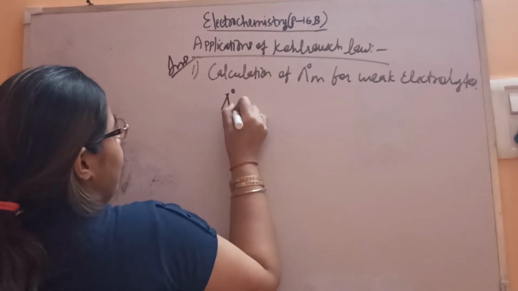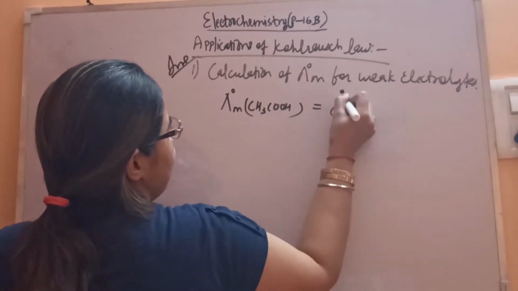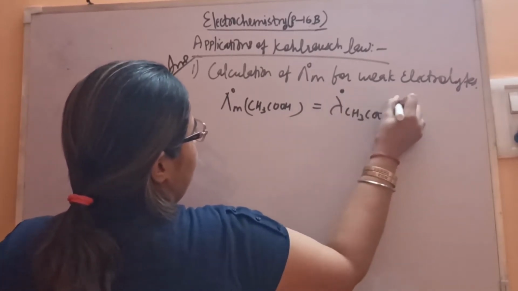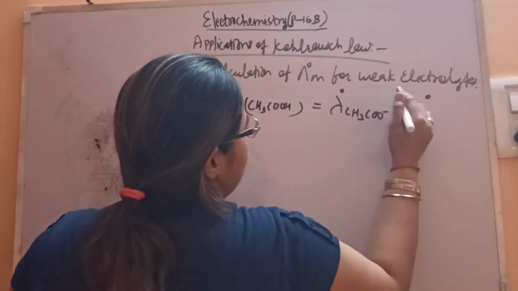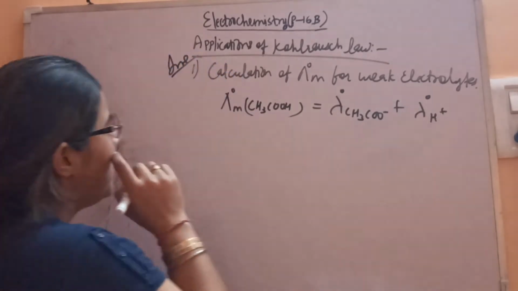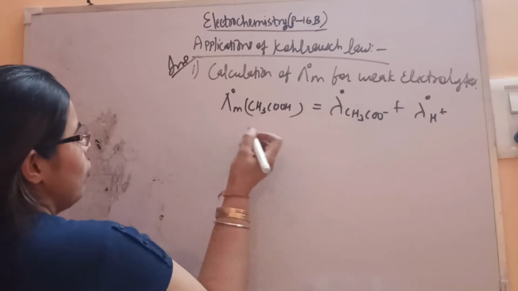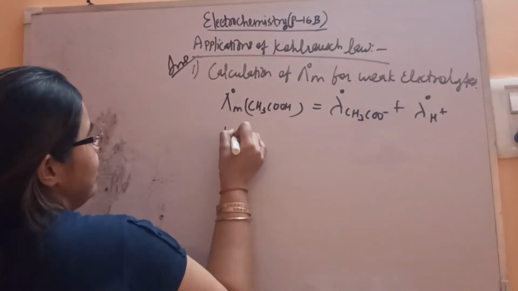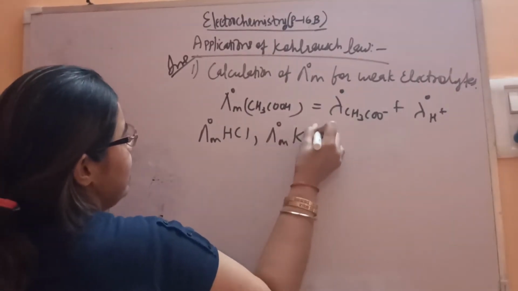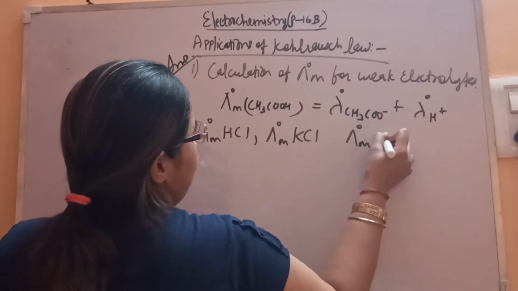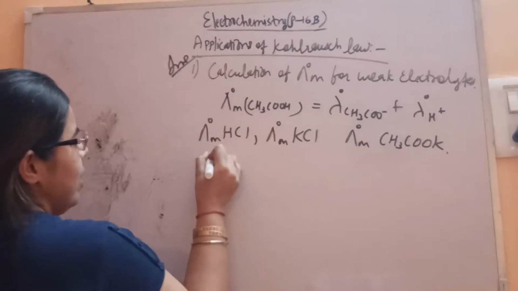How will you write it? It is equal to the sum of the individual ionic, molar conductivities. So how to calculate? With the help of the strong electrolytes, by knowing the values for the strong ones. So what is required: molar conductivity for HCl, then molar conductivity for KCl, then molar conductivity for potassium acetate. So let's write down the expression for all.